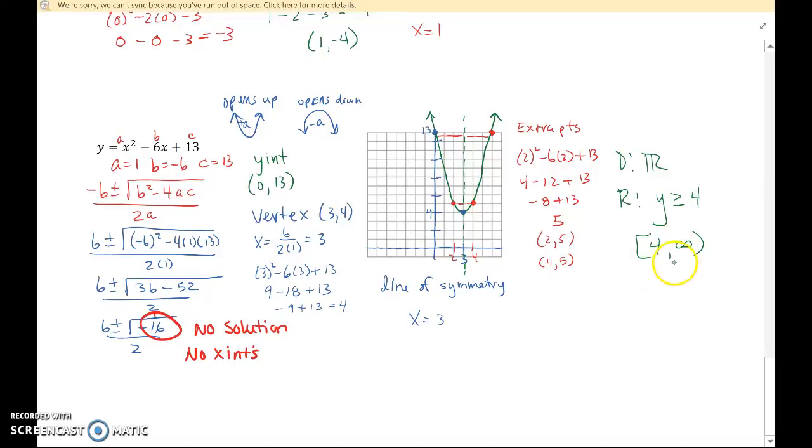Make sure if you're using the brackets that you know that the least number is always on the left and the larger number is always on the right.